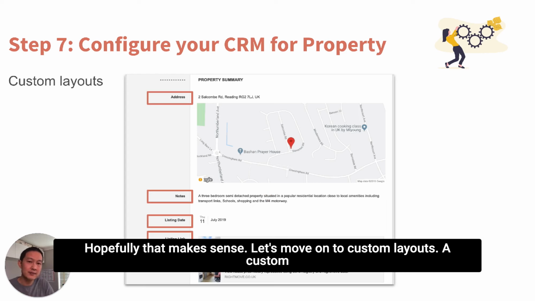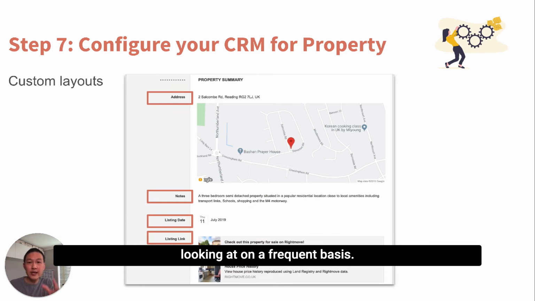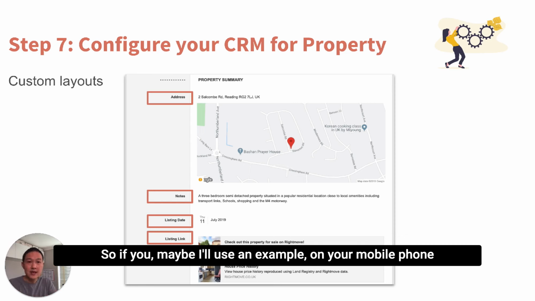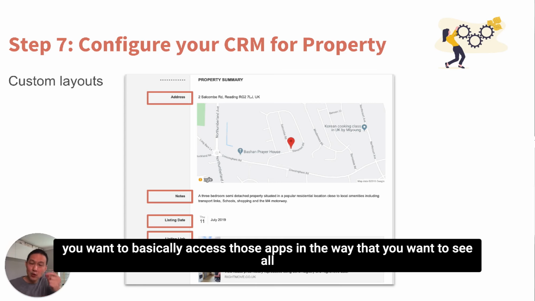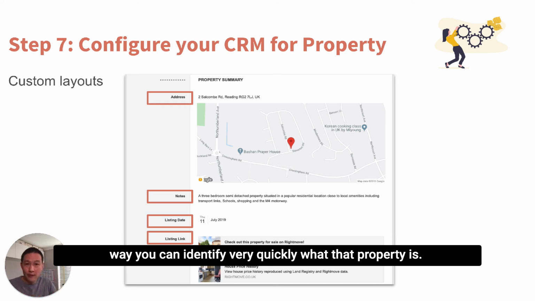Let's move on to custom layouts. Custom layouts tend to be the actual information that you're looking at on a frequent basis. If you use an example on your mobile phone, you'll probably have your apps in a particular way because you want to access those apps in the way that you want to see all of the shortcuts, logically for you. Here in a CRM it's exactly the same.